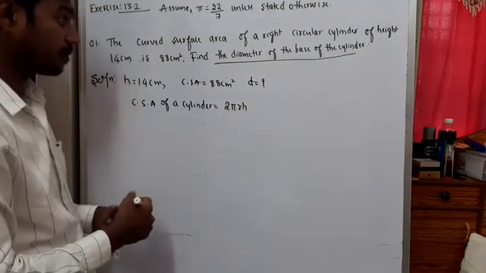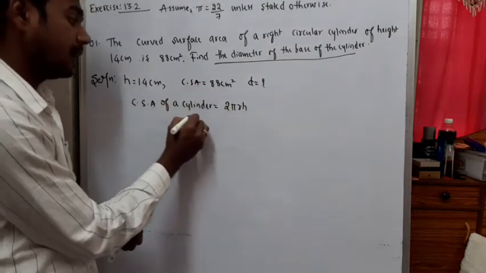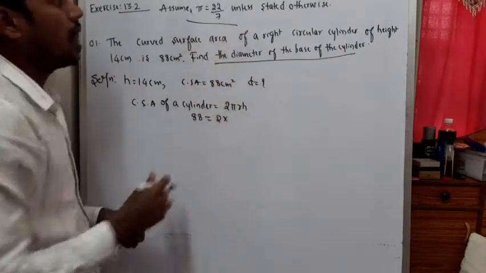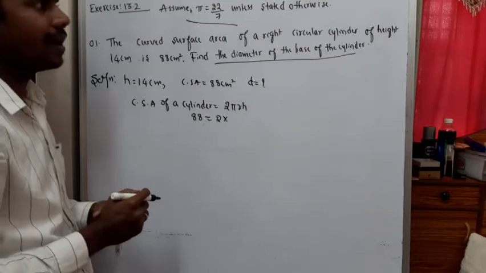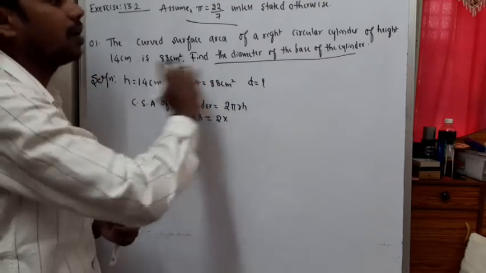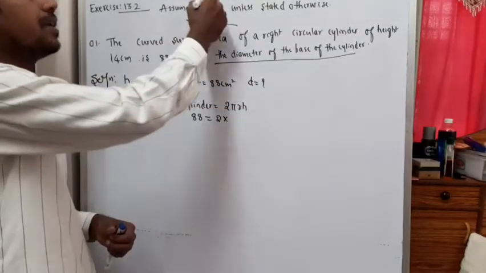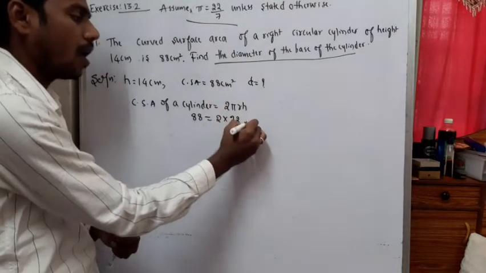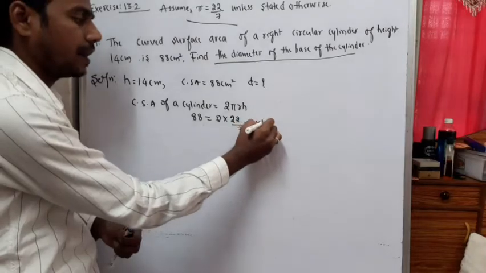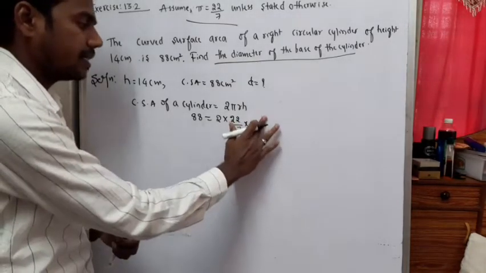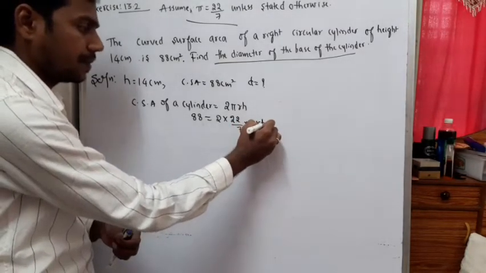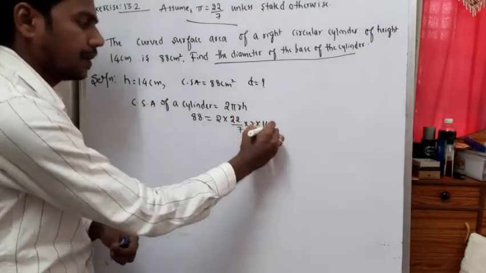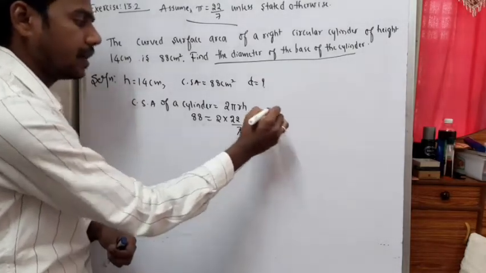Fine. That is 88 is equal to 2 into, since they have given, assume pi is equal to 22/7 unless stated otherwise. They have not stated anything for pi, so we need to make use of 22/7. So 22/7 into r into h. So what is h here? We can substitute here only, that is 14. 7 1 the 7, 7 2 the 14.